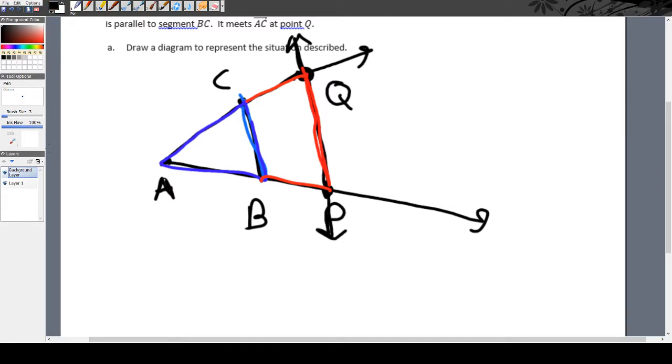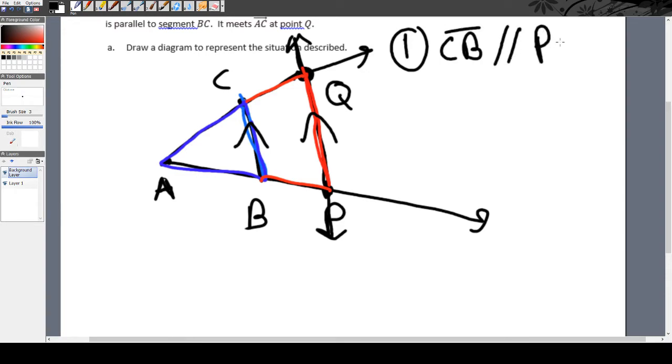Now, we know that BC is parallel to QP. So that's one fact that we will definitely use, that these two lines are parallel. We know that, it's kind of a given. It says it in the initial parts of the problem. So you can imagine that your first statement is that CB is parallel to PQ. The reason, again, because it's given.